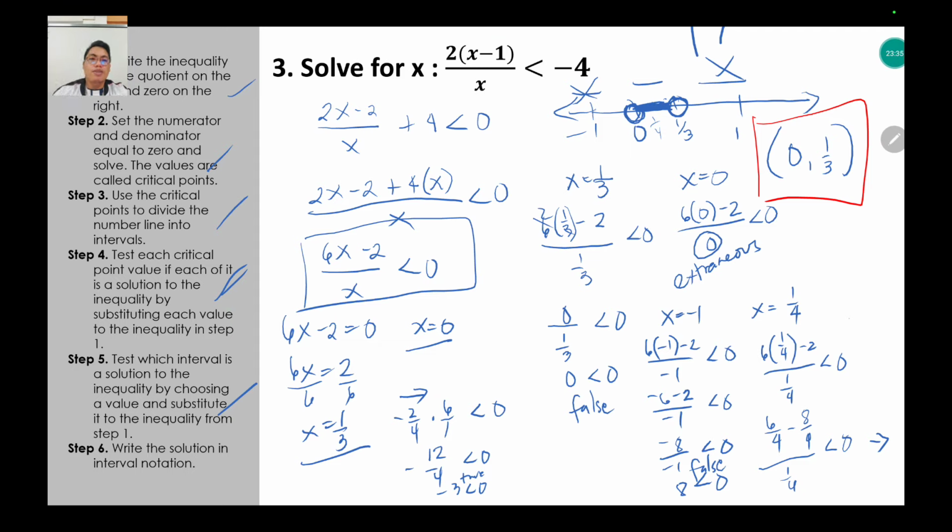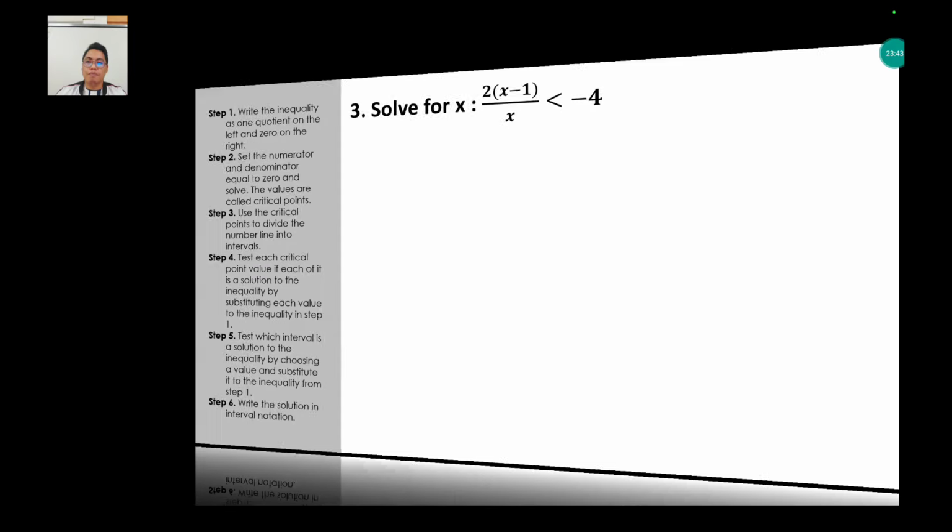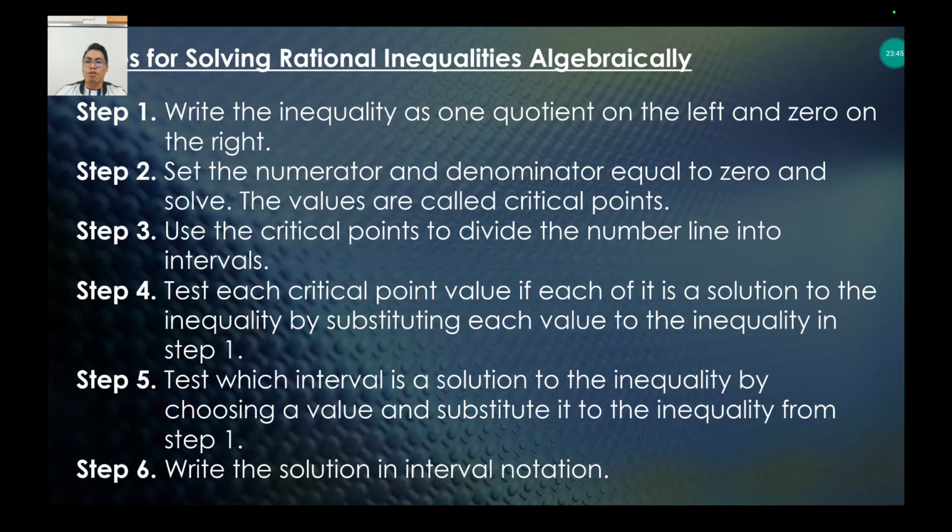Okay, so that's the values of x for this given. So, I hope naintindihan, no, yung ating steps. So, kailangan lang ulit i-practice, and then after practicing them, try to do some exercise and activity. If you have questions, we will have that during our dependent activity on our face-to-face class.